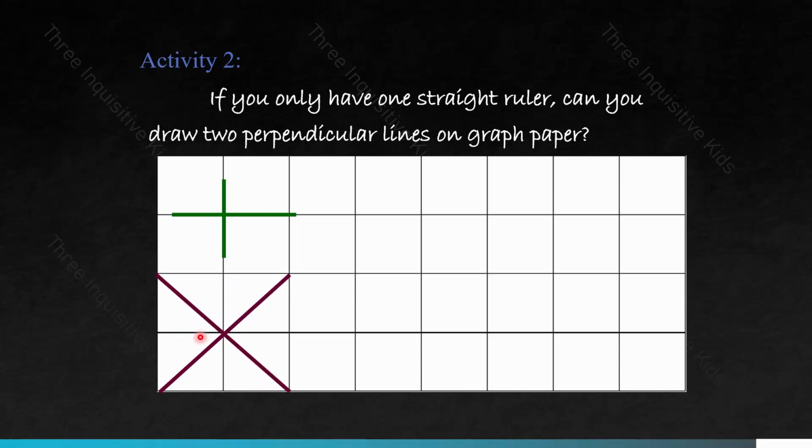This is another more interesting way to do it. You could do a cross as well. That also means 90 degrees.